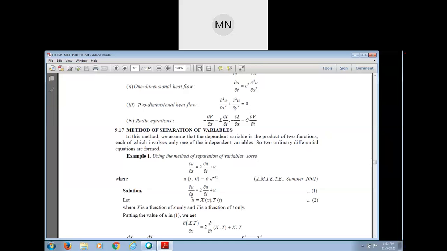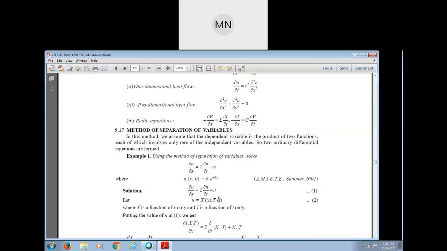So we consider u equals capital X of small x into capital T of small t, because according to the method u is the product of two functions. Here capital X and capital T are two functions, each involving one independent variable. This one is x, this one is t. Is it clear? Okay, ma'am.